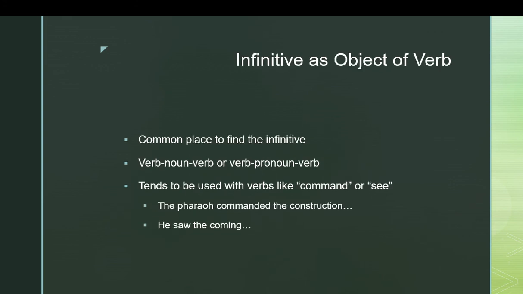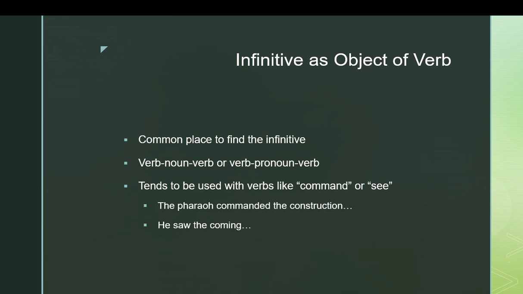Infinitives can also serve as objects of verbs. This is a pretty common place to find an infinitive. It tends to be especially true with verbs meaning like command or see. One might, if you command the building of a temple, the building, in this case, is an infinitive. And then similarly, if you see someone approaching, you see the approach of the king, well, approach is going to be in the infinitive in the Egyptian idiom.